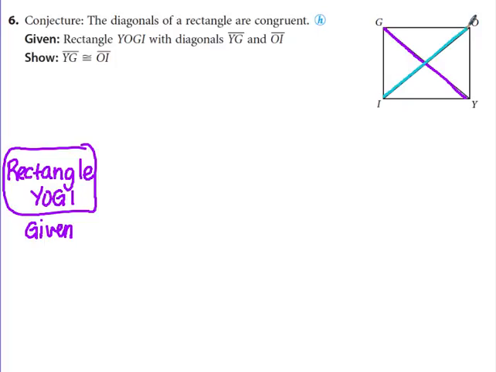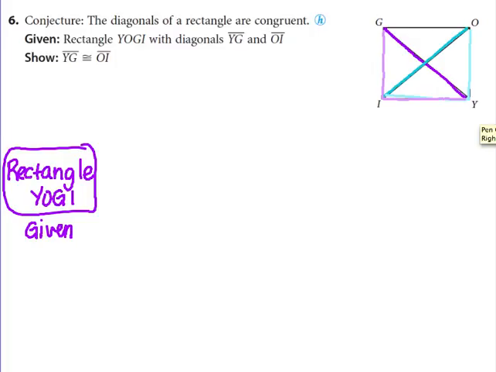So let's think about things. If I want to show that they're the same, I probably want to do something with triangles. So I may want to show that I've got a triangle here, and maybe that triangle is the same as this triangle here. You see how that kind of works? So let's think about those triangles and what we know based on the fact it's a rectangle. Do I know anything else about sides, angles, anything? 90.